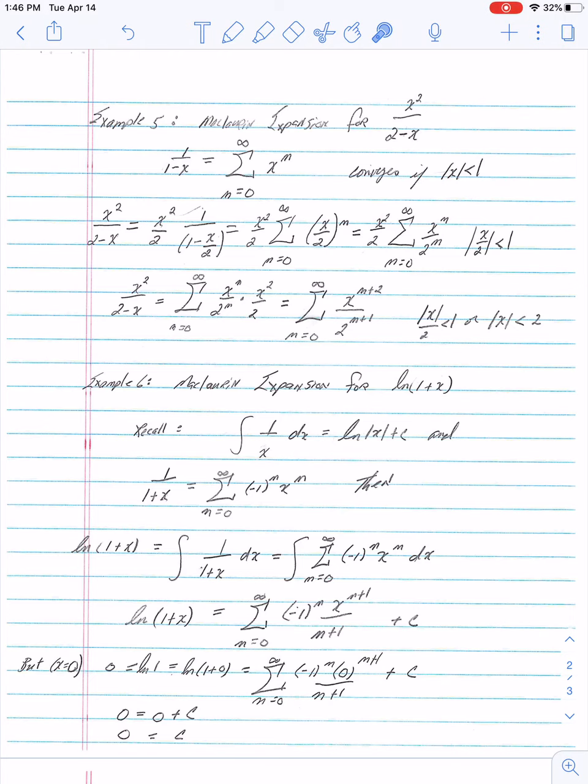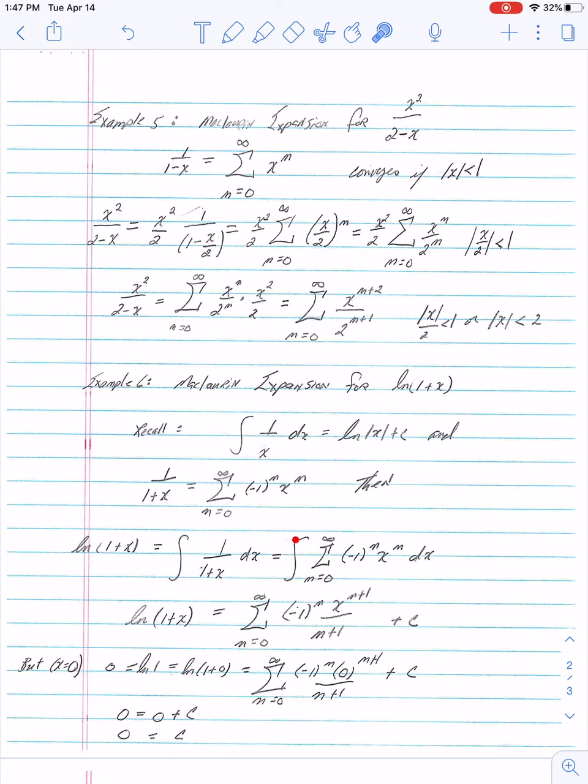And the answer is, the natural log of 1 plus x then is the integral of 1 over 1 plus x dx. But 1 over 1 plus x is this, so it's the integral of that. And so all I have to do is integrate this term-wise. Well, minus 1 to the n goes along for the ride. I get x to the n. The integral of that is what? My rule says x to the n plus 1 over n plus 1. So there it is integrated.